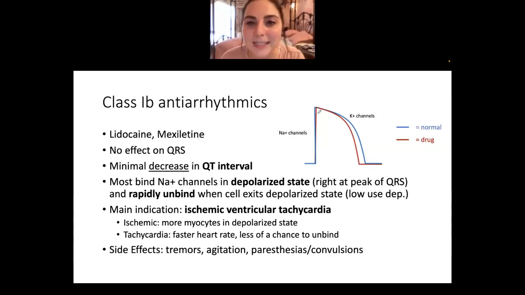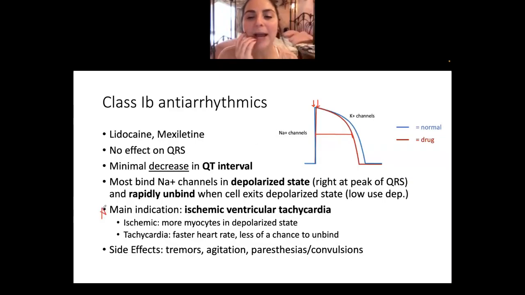So you might see, even in this picture, a minimal, very small decrease in the QRS complex, in the upstroke. It's not enough to change the QRS complex at all. But what you give 1Bs for is that they'll actually decrease the QT interval. It'll actually make the effective refractory period earlier.